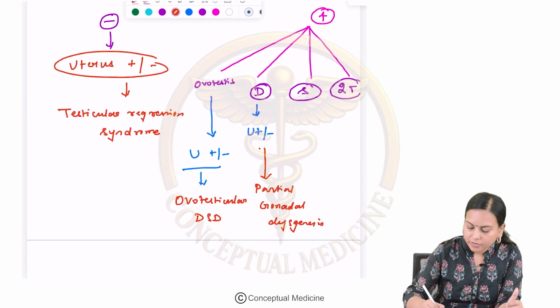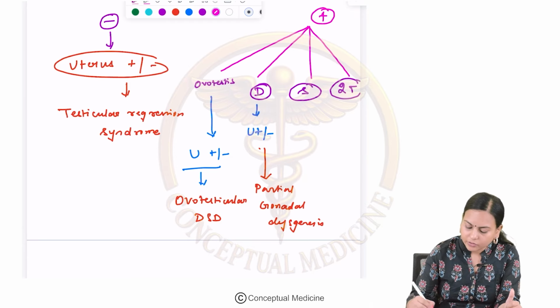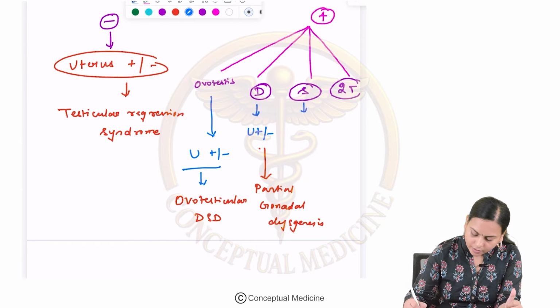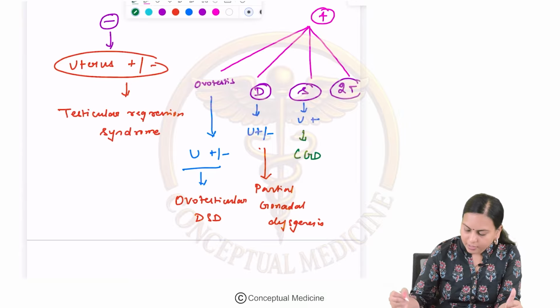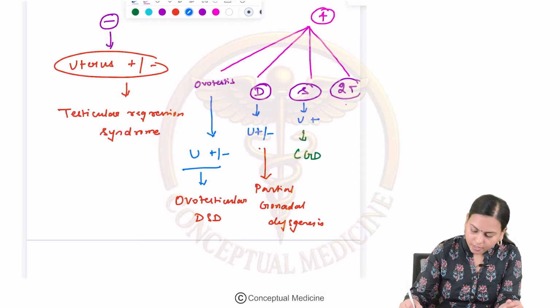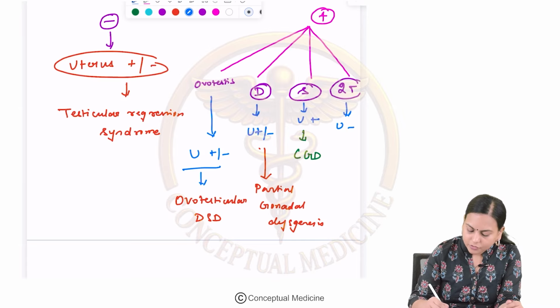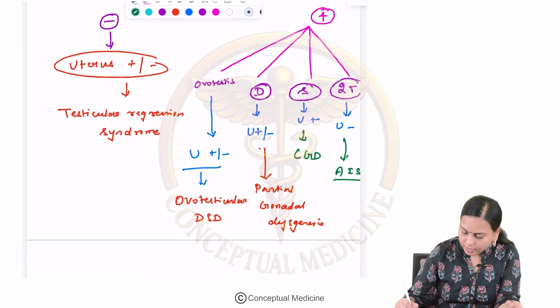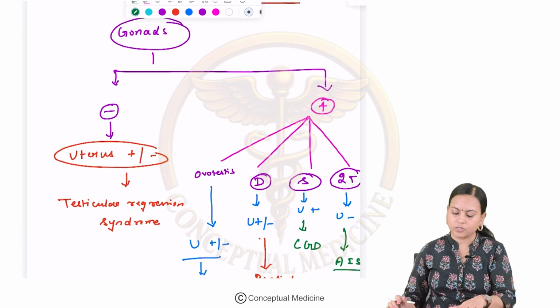And when they are streak gonads and you have the uterus present, this is going to be a case of complete gonadal dysgenesis. And when you have two testes, which is normal, and then you see the uterus is absent, then this is going to be androgen insensitivity syndrome. Okay. So this is how the diagnosis will be made.